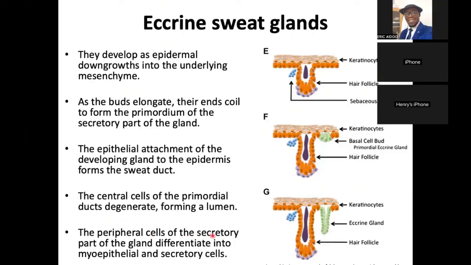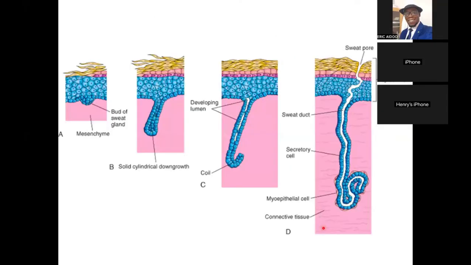The peripheral cells of the secretory part of the gland differentiate into myoepithelial cells. So the myoepithelial cells are specialized smooth muscle cells, okay, which are usually found in glands. They contract and relax to allow the substances to be pushed out of the secretory areas.